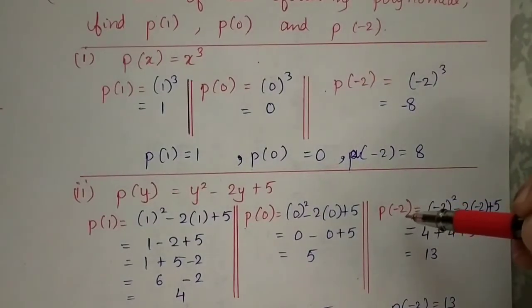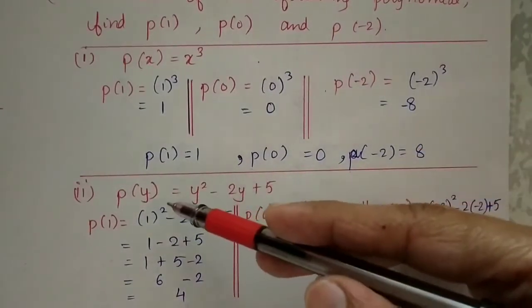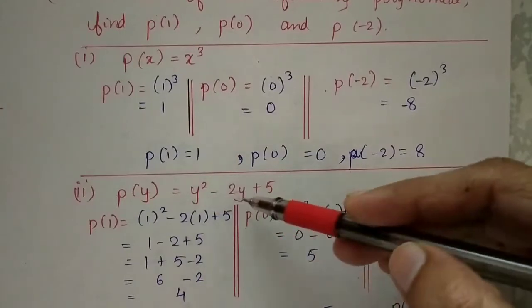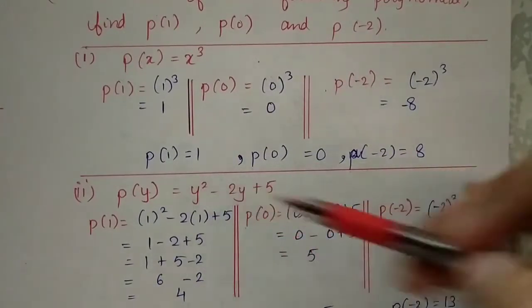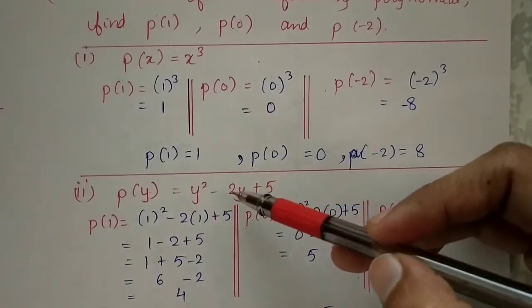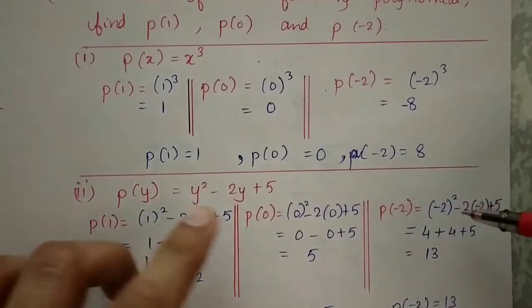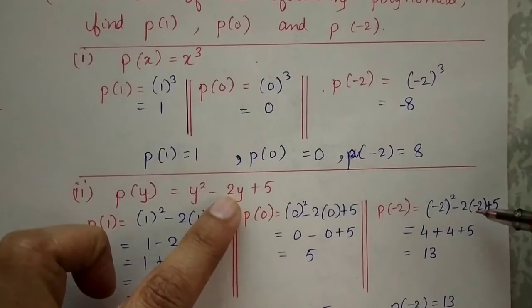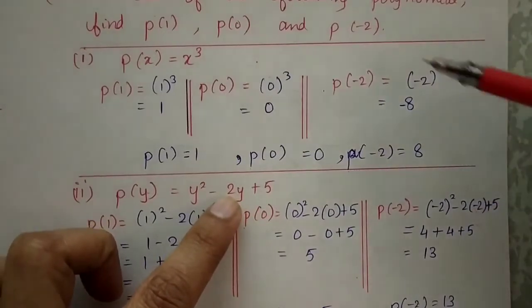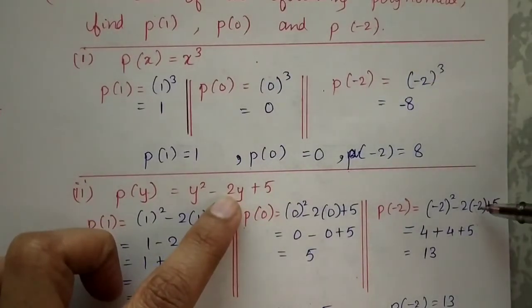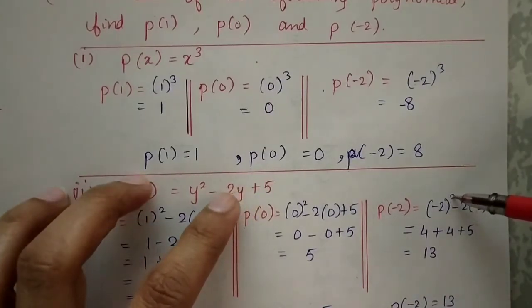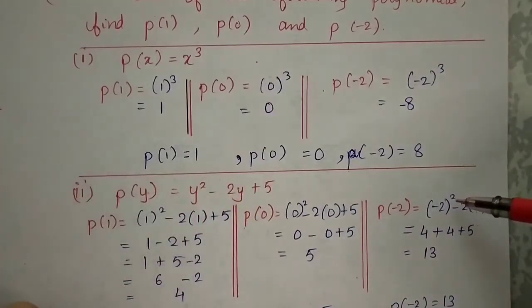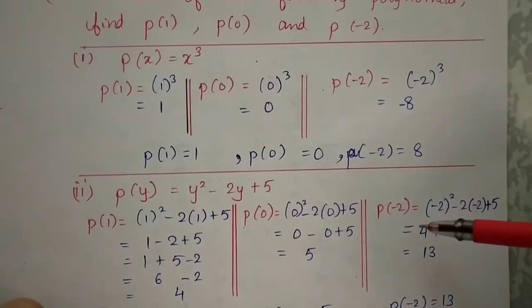Similarly, p of minus 2. In place of y, I am going to put minus 2 at these two places. So minus 2 square, minus this 2 and this 5. Instead of this y, I have written minus 2 because we have to substitute minus 2. So minus 2 square minus 2 times minus 2 plus 5. Now, square of minus 2: the power is even, so when we have an even power, the sign will change. So minus will become plus.